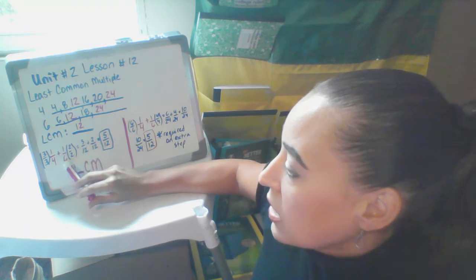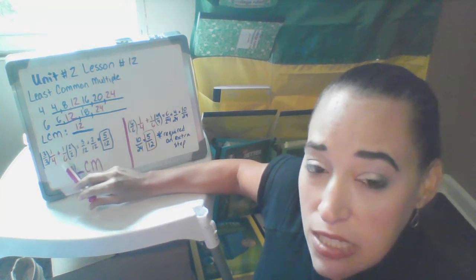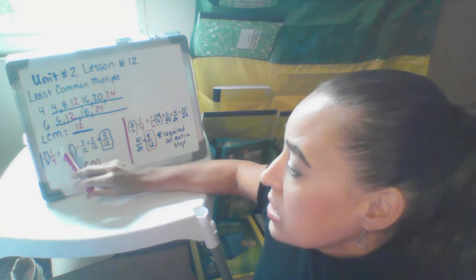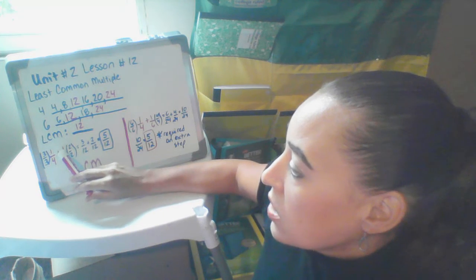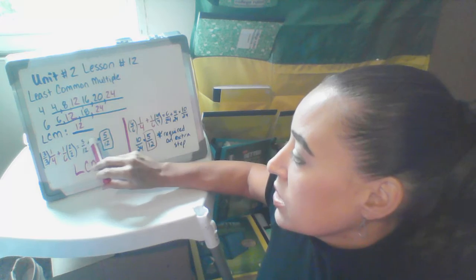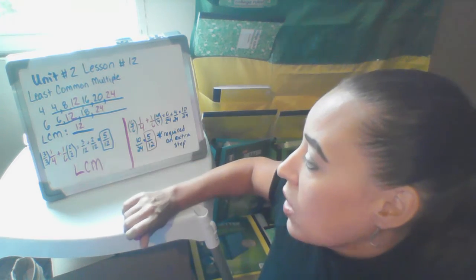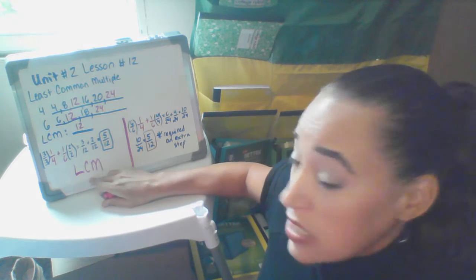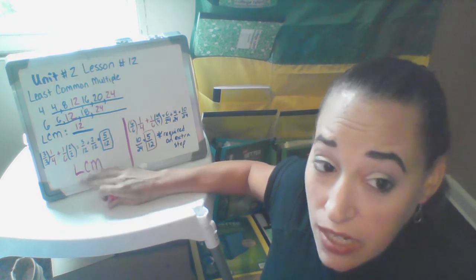Now on this side, I want to get the bottom to be 12. So I have to say 6 times what would give me 12. 6 times 2 gives me 12. Whatever I do to the bottom, I must do to the top. So now I do 1 times 2 is 2. So now I have 3 plus 2 is 5 over 12. And that's it. It's already simplified because I use the least common multiple. So I don't have any extra steps.